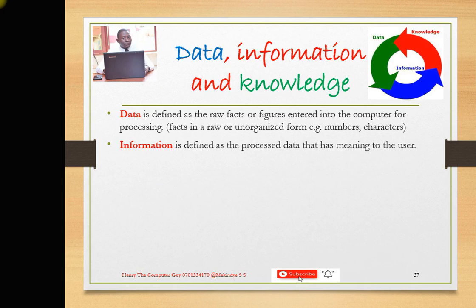Then information is defined as the processed data that has meaning to the user. When we enter this data into the computer, it processes it. It uses what we call the processor to convert it to something that has a meaning. So the item that we get after being processed is what we call the information. Information is the processed data that makes a meaning.